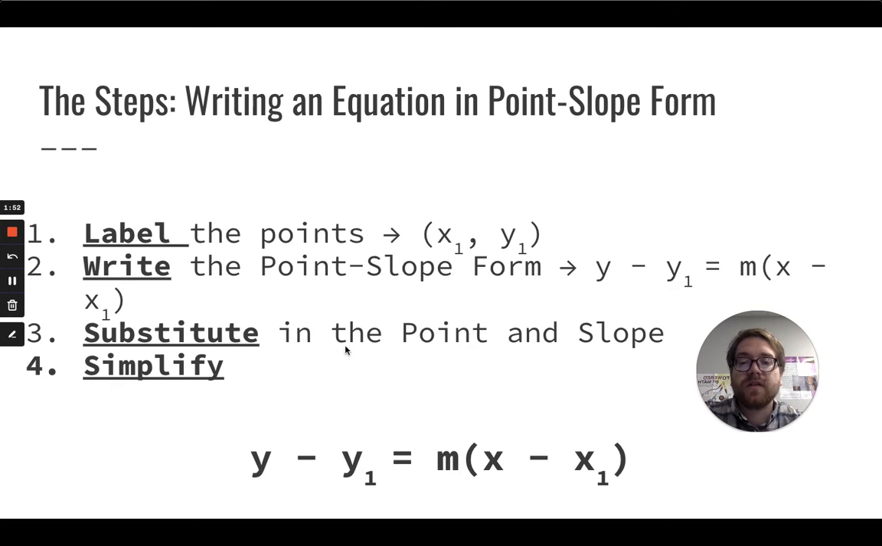And then you'll substitute in the point and the slope. In this first part of the lesson, you'll be given the point and you'll be given the slope, so you won't have to be solving for the slope on these or finding it. So you'll plug those into the point-slope form and then you'll just simplify.